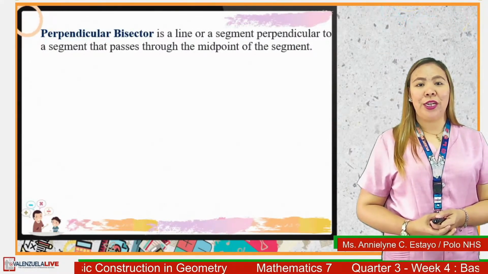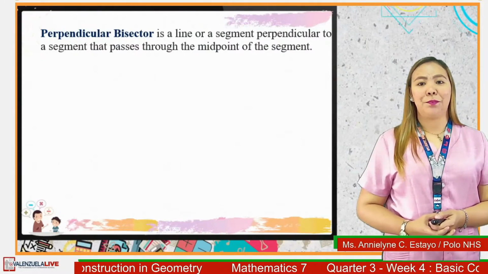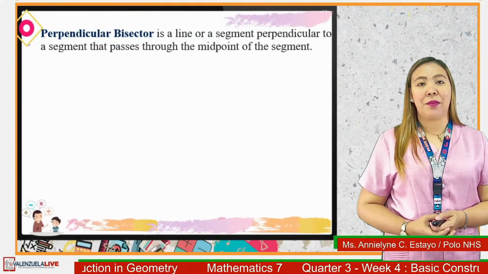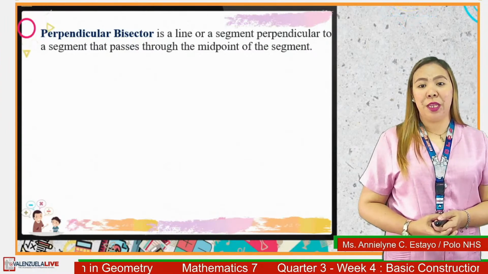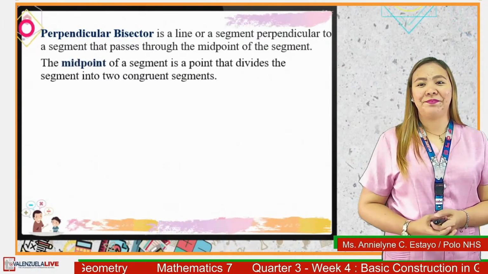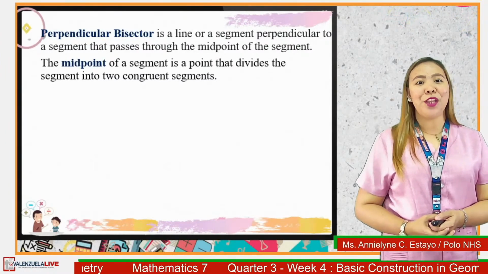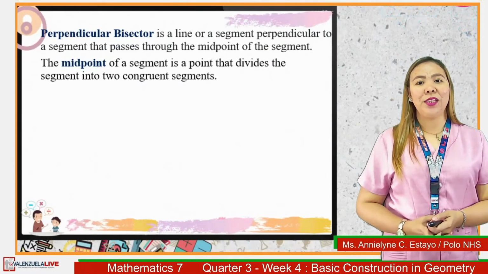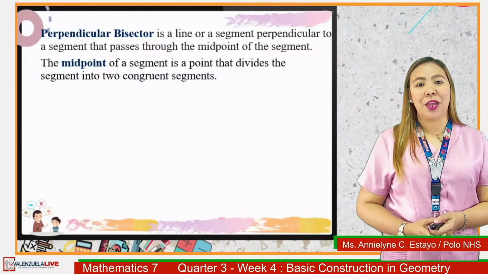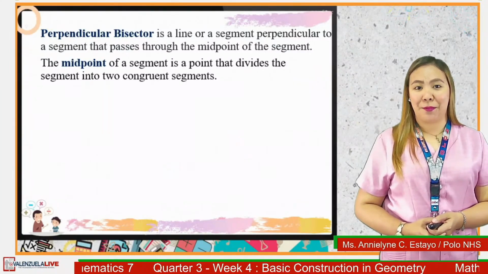Perpendicular bisector is a line or a segment perpendicular to a segment that passes through the midpoint of the segment. The midpoint of a segment is a point that divides the segment into two congruent segments.